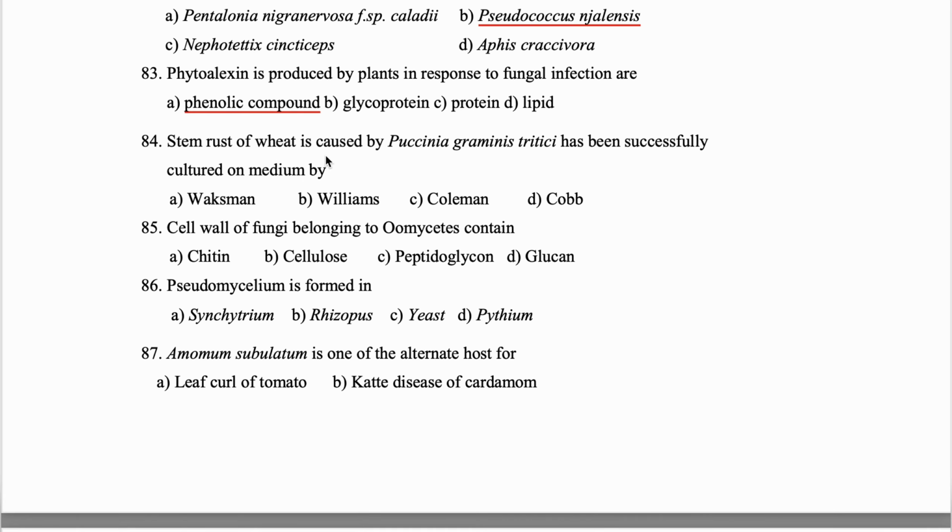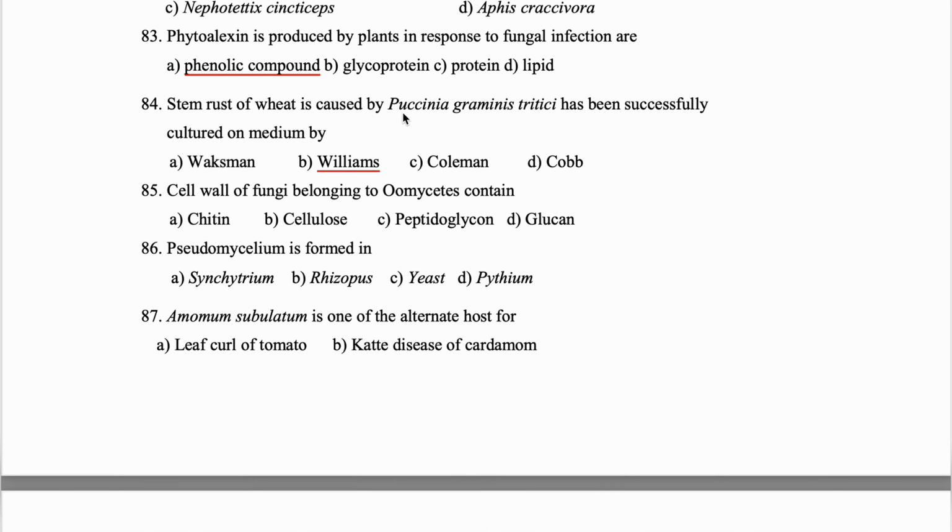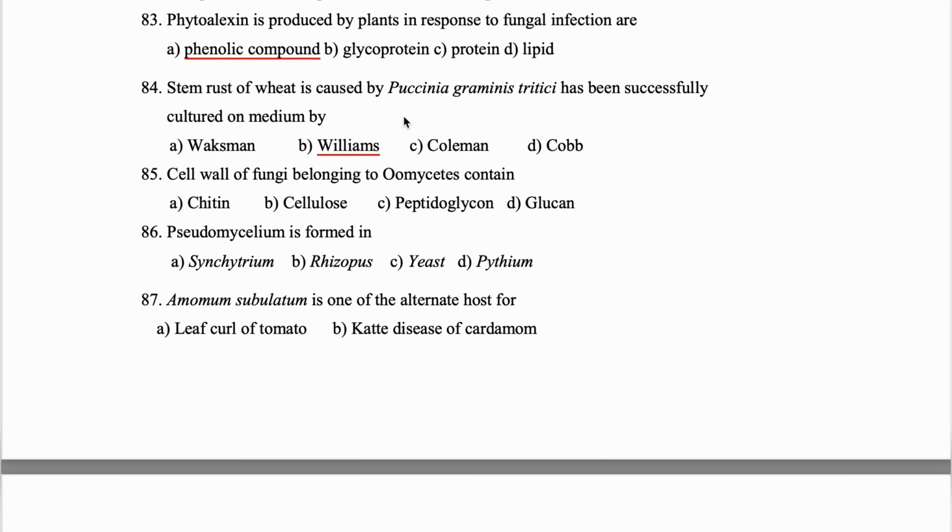84. Stem rust of wheat, caused by Puccinia graminis tritici, has been successfully cultured on medium by Williams. We need to remember that rust pathogens are not normally cultured because they are obligate pathogens. So normally they cannot be cultured artificially, but this Williams has successfully cultured stem rust of wheat.